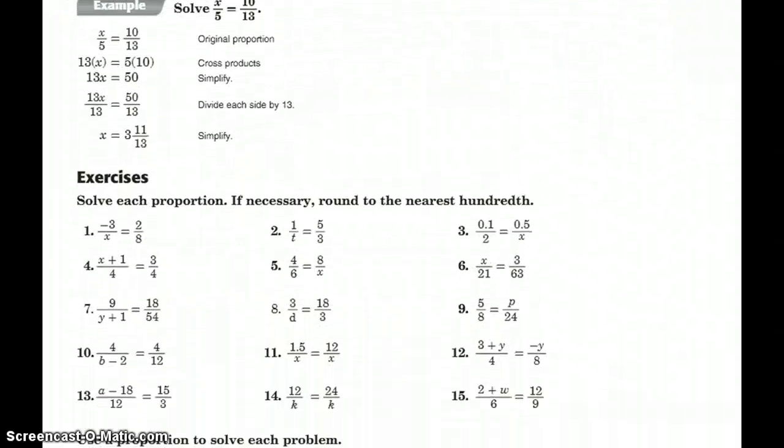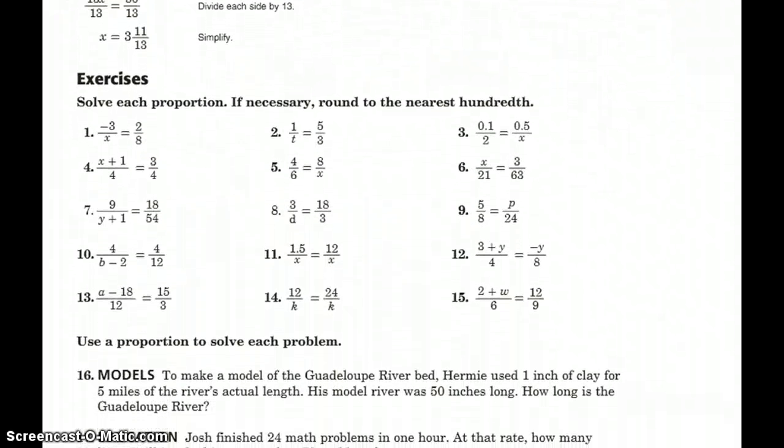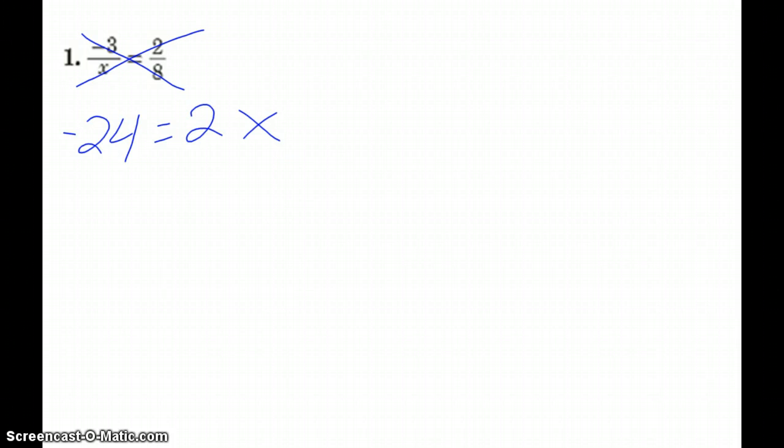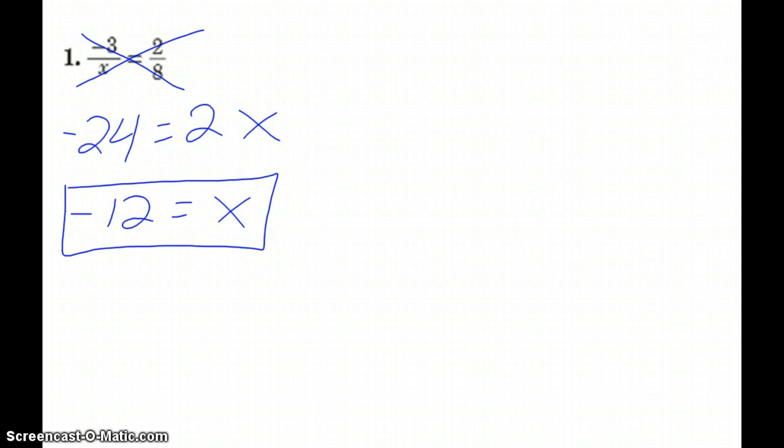So when we move down here, it says solve each proportion. If necessary, round to the nearest hundredth. Again, I didn't calculate these out first, but when I solve, that's going to be a negative 24 equals 2x. Divide both sides by 2, and I get a negative 12 equals x. So x needs to be a negative 12.